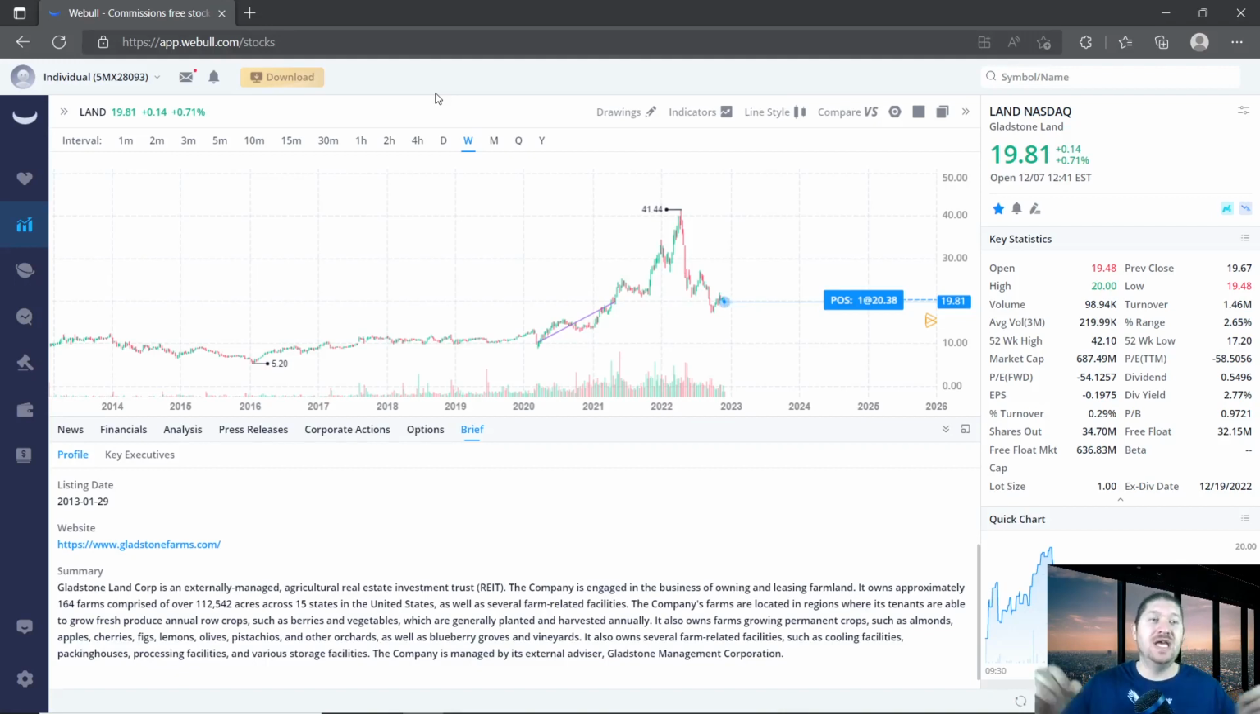I found a Hail Mary of stocks here, okay? Now, this company is Gladstone Land Corp, and their ticker symbol is L-A-N-D, or land. It's very easy to remember, which is probably why so many people remember to invest in this. But look at this.